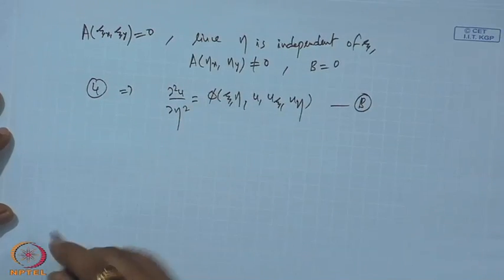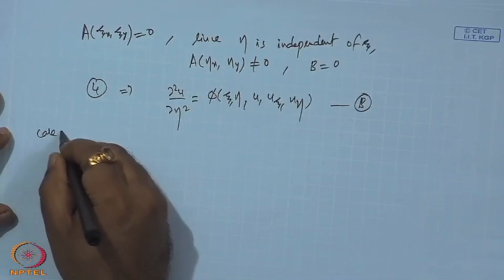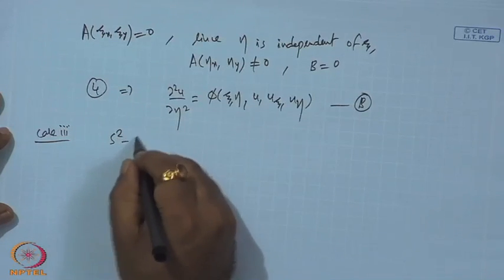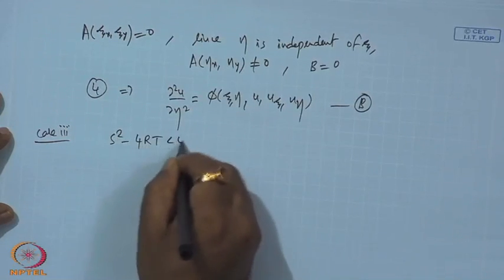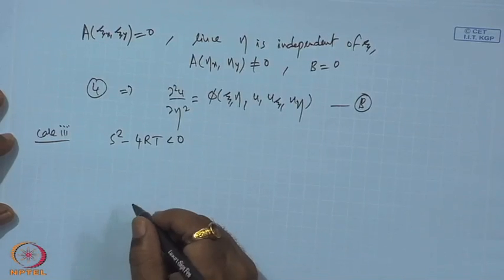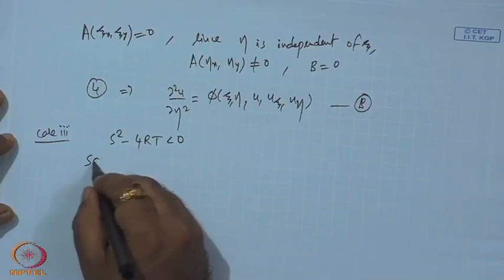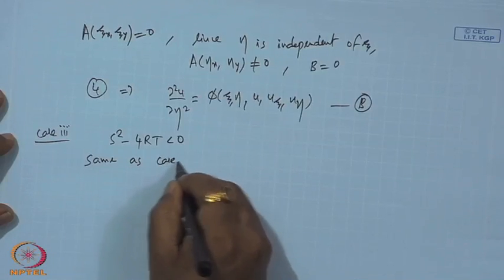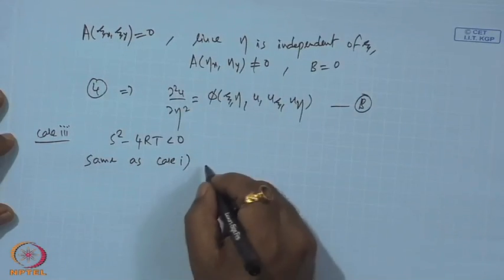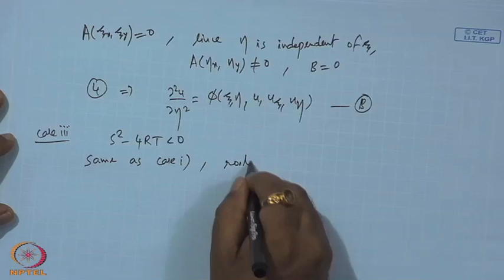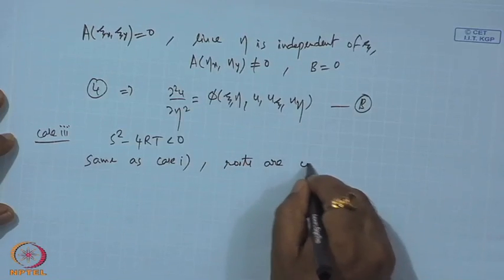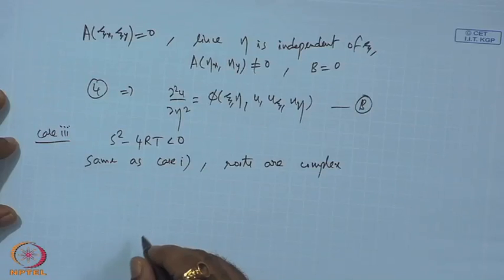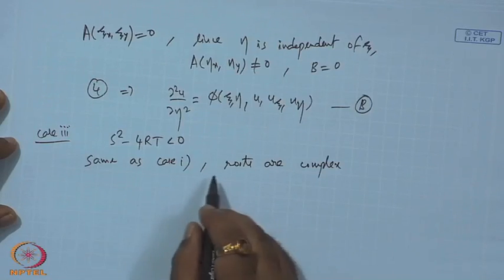So, this is case 2. Then case 3, s squared minus 4 r t is less than 0. So, this is more or less same as case 1, but the roots are complex.